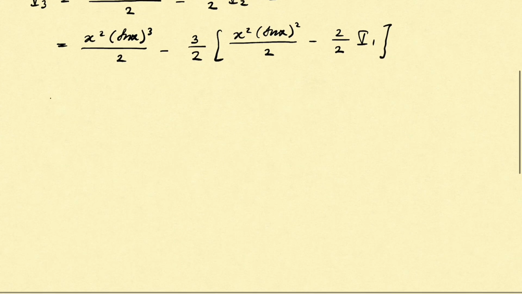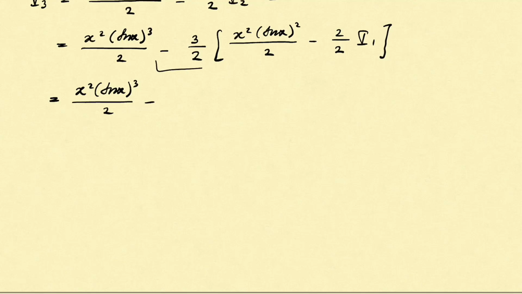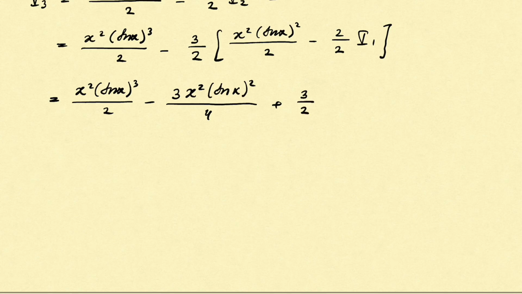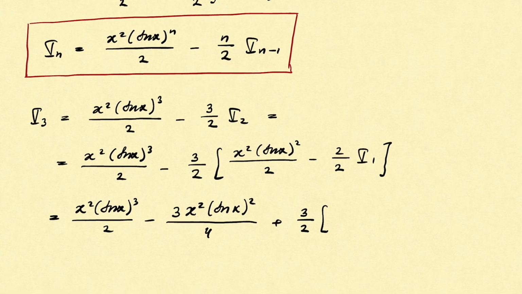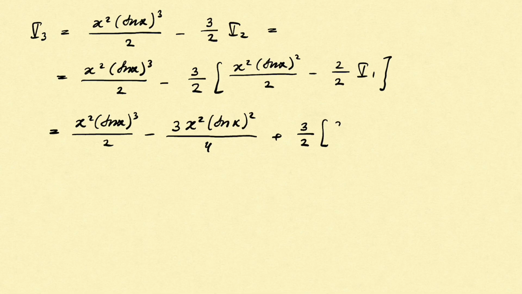Now, let's break this down. First, again, ln x cube over 2 minus, let's just multiply this because this is already known. It will be 3x squared ln x squared over 4 plus 3 over 2 multiplied by I1. What's I1? Again, let's look at our formula. It's x squared ln x over 2 minus 1 over 2 I0.